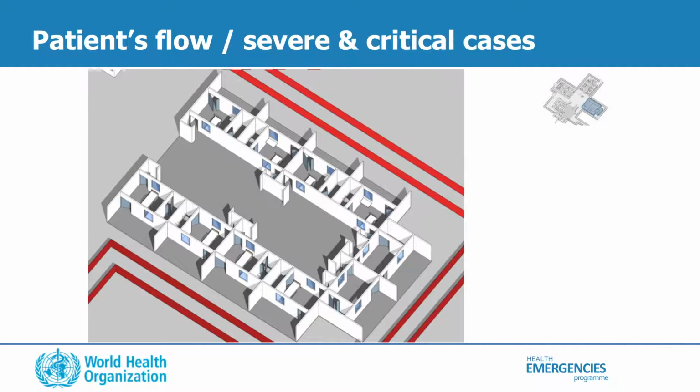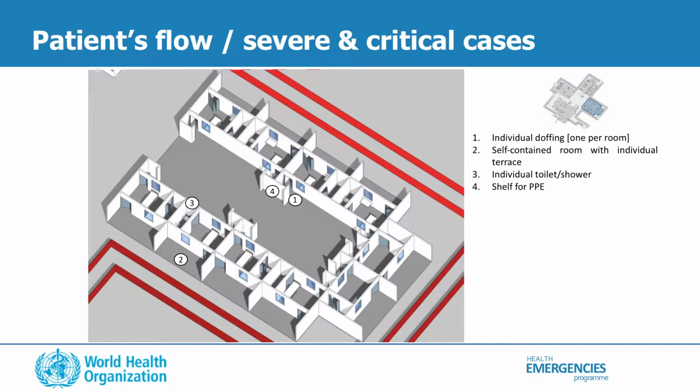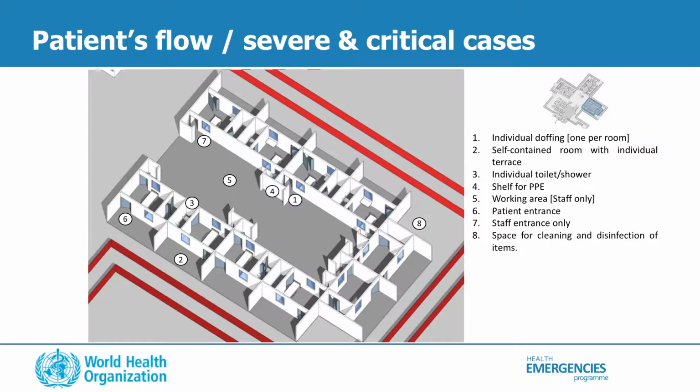Here we are going to look in detail at the flow of patients in the severe and critical wards. Number 1 is individual doffing room. On number 2 is an individual self-contained room with a terrace. 3 are toilets and showers per individual self-contained room. On number 4, you have the PPE shelves. 5 is the staff working area. 6, patient's entrance. Number 7 is the entrance for staff only. And finally, on number 8 is the space for cleaning and disinfecting equipment.